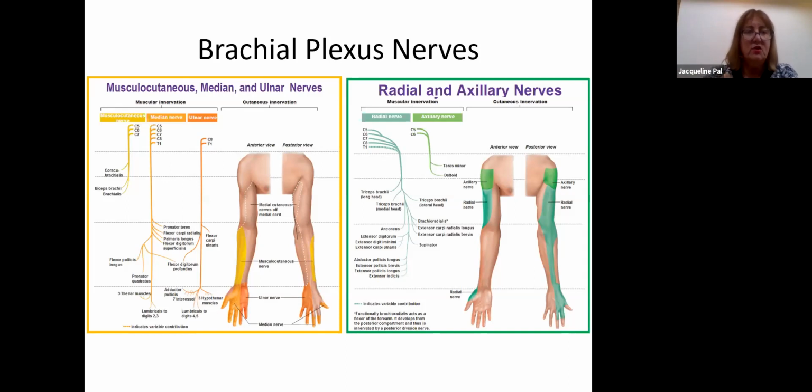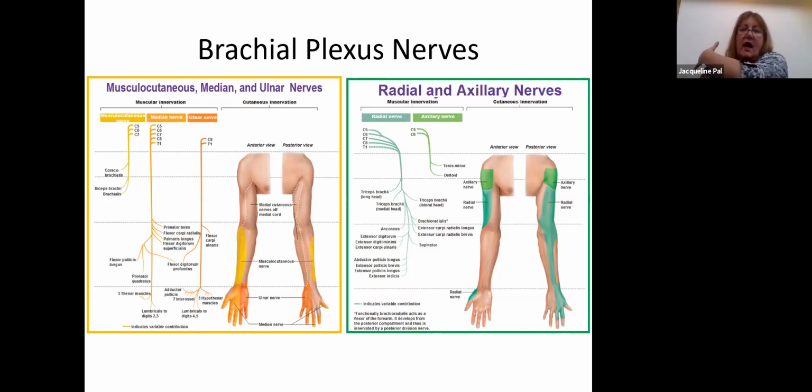The median nerve is going to be giving us pretty much all of our anterior forearm muscles, with the one exception of the anterior forearm muscle that is on the ulnar side, which would be the ulnar nerve. So all of those wrist flexors are going to be median, except for the flexor carpi ulnaris, okay? The flexor at the wrist on the ulnar side.